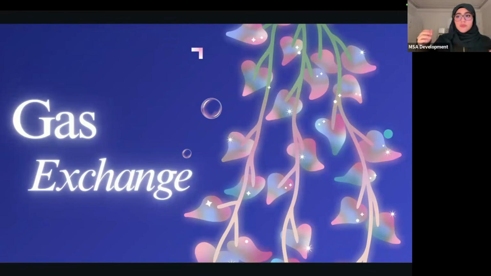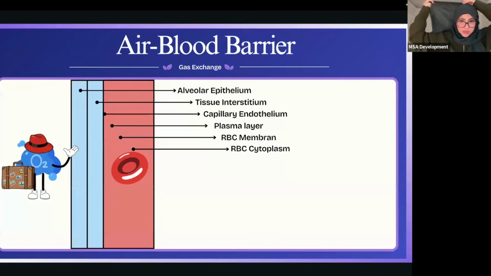Now, this is a very easy concept, but there's something called the air-blood barrier. And the air-blood barrier is just what your oxygen goes through to properly diffuse into the plasma or attach to hemoglobin. And in this case, it's oxygen attaching to hemoglobin to be transported to the rest of the body, right? And so it goes through 6 layers. It goes to the alveolar epithelium, tissue interstitium, capillary endothelium, plasma layer, RBC membrane, and then RBC cytoplasm inside right over here.